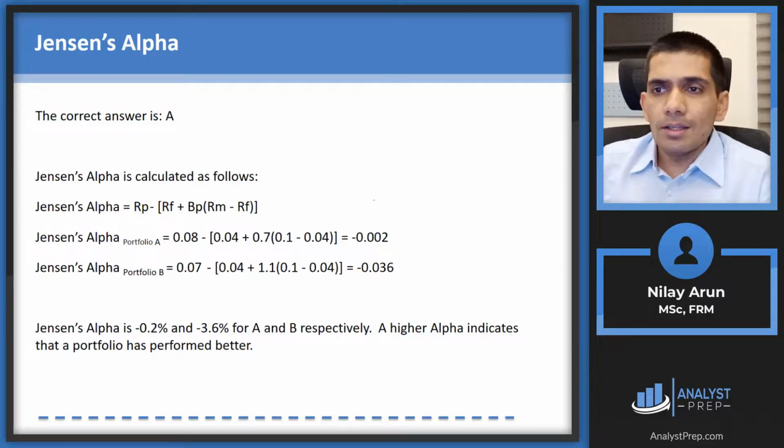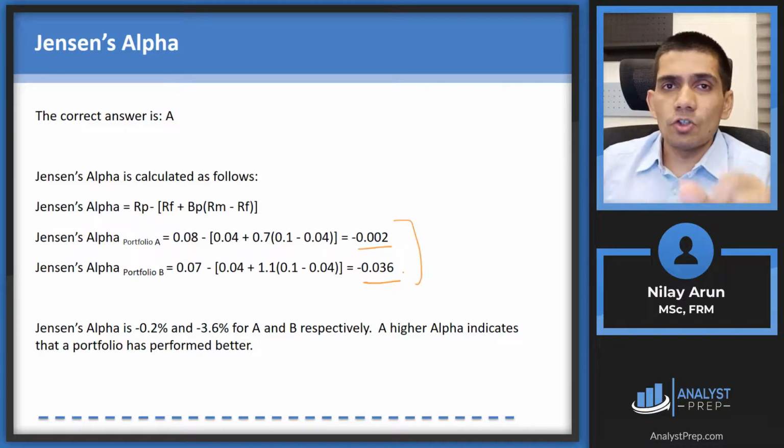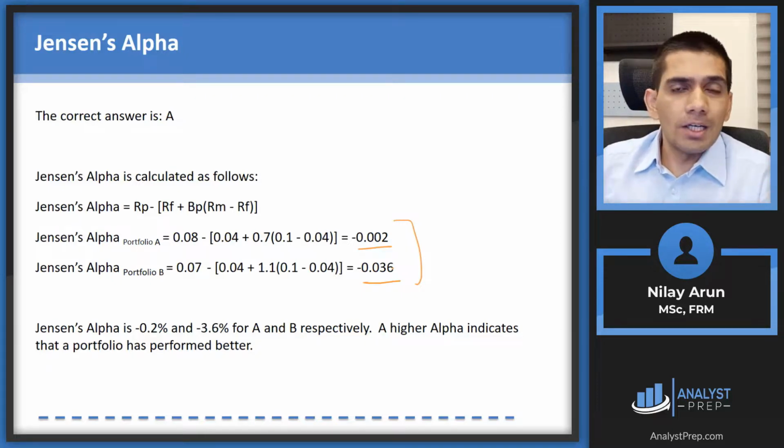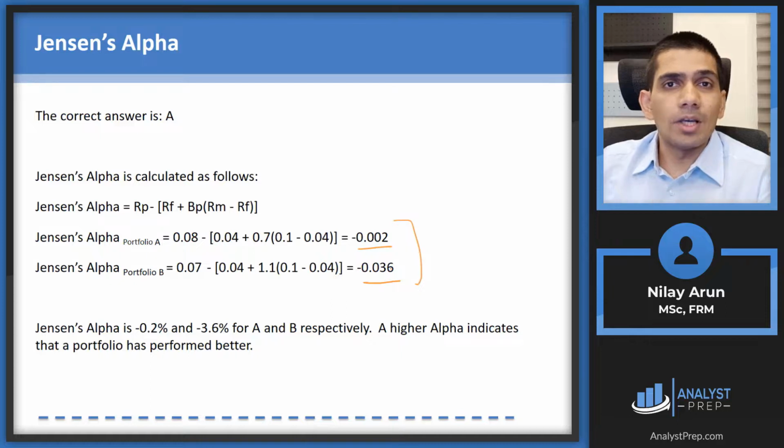Now for portfolio A, this figure comes out to be minus 0.002. For portfolio B, this figure comes out to be minus 0.036. As you can see, both are negatives, which means both portfolio A and portfolio B actually underperformed the benchmark. So none of them have been able to actually justify the management fee, so to say. You would have actually been better off just by investing your money into a government bond in that case, right? Because you would have been able to get the risk-free rate of return. So in this case, these portfolios have actually just underperformed the benchmark.